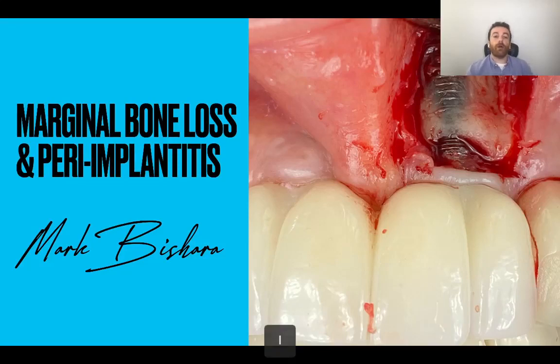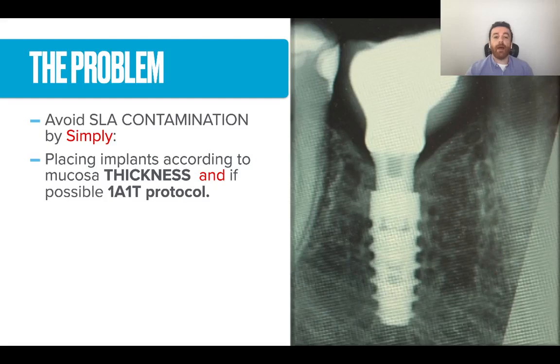Welcome to our lecture on marginal bone loss and peri-implantitis. The problem happens when we have contamination of our implant surface, or the SLA surface, and this happens when the implant gets exposed to the bacteria from the outside.